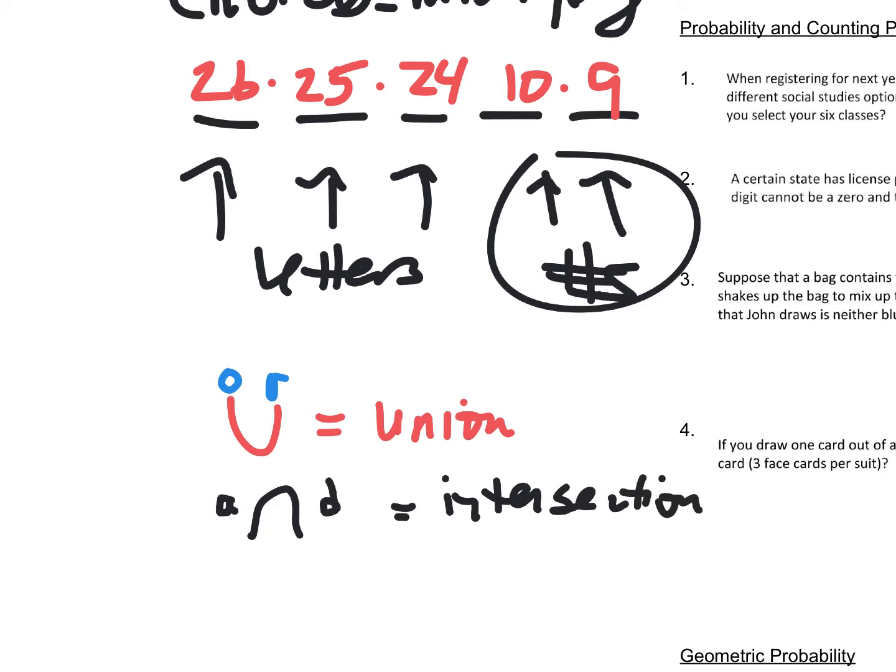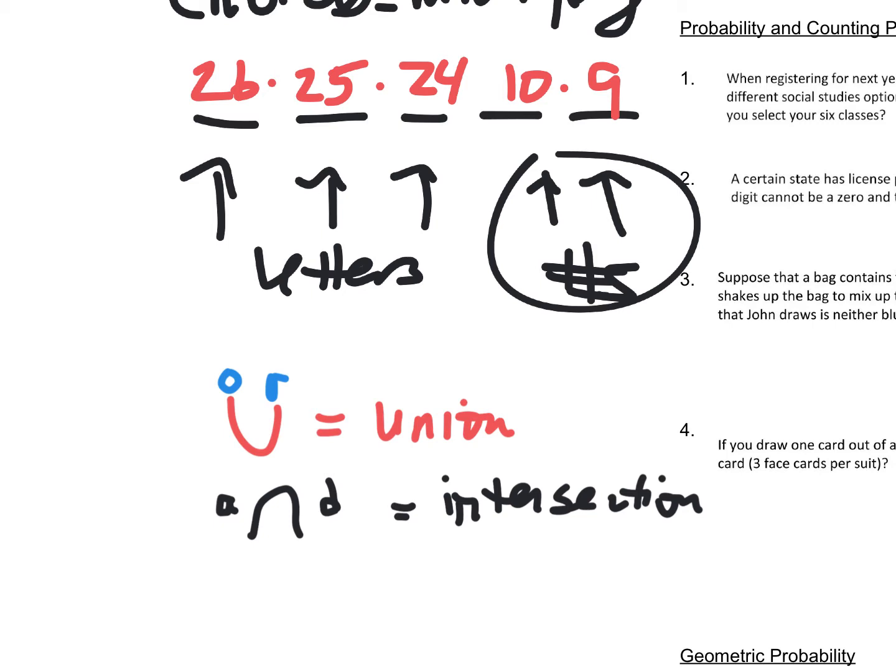Intersection has 2 N's in it, so it kind of looks like an N, you know, A-N-D, and it's an upside down U, technically. All right, what is intersection? If you have 2 roads, it's where they cross. Okay, and if you're on both roads, you're in the intersection.